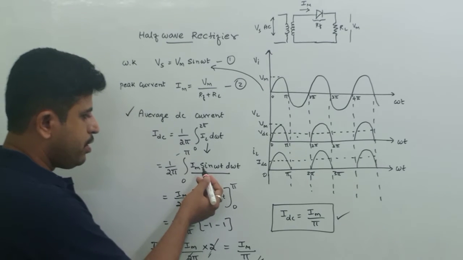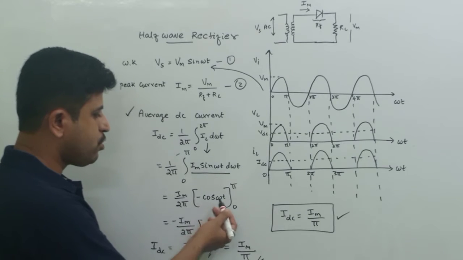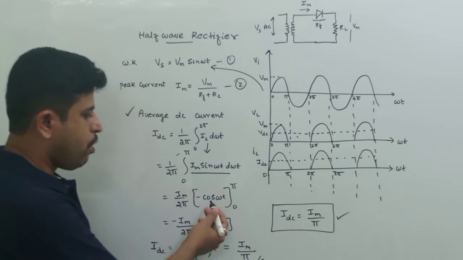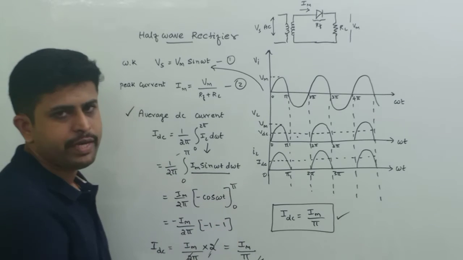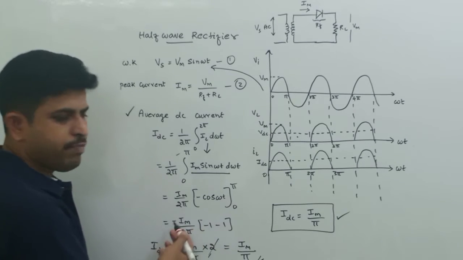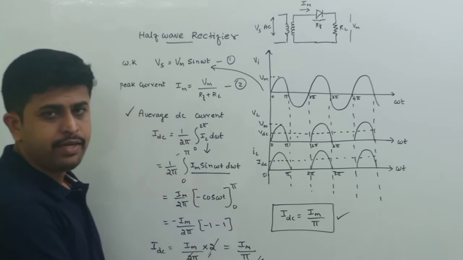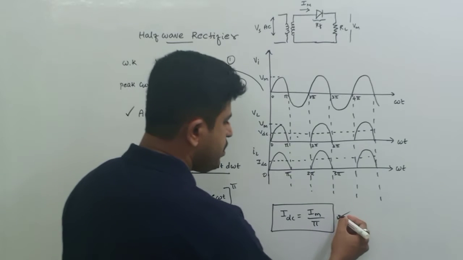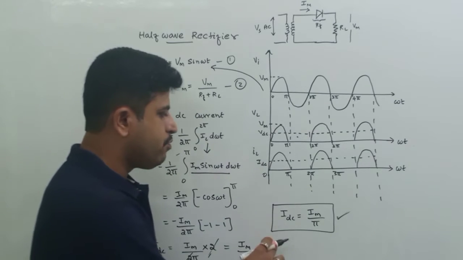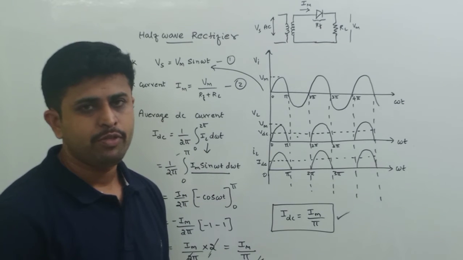So here, if you take Im outside, the integration of sine omega t is minus cos omega t. Take that minus outside and apply the upper limit and lower limit. So cos pi we get minus 1 and cos 0 will get 1, and here this value will be equal to minus 2 minus of minus, plus 2, it will become 2, this 2 cancels, and finally we are getting IDC equals Im by pi, that is the average DC current we are getting from this half wave rectifier is equal to Im by pi, where Im is the peak current of the input supply.